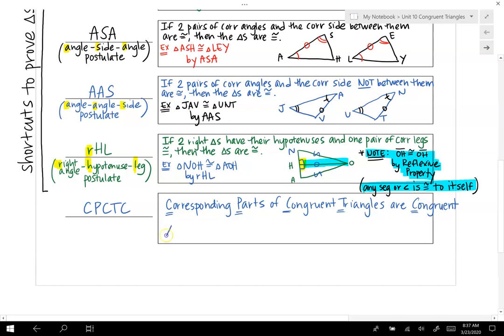Okay. Write a big note here. Only used after proving triangles congruent. You can't use it any earlier. Okay?